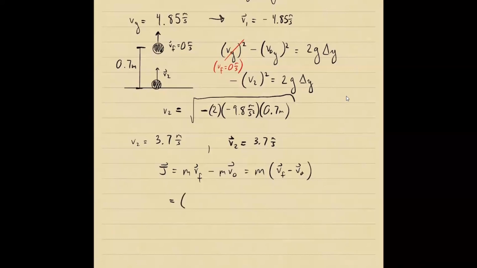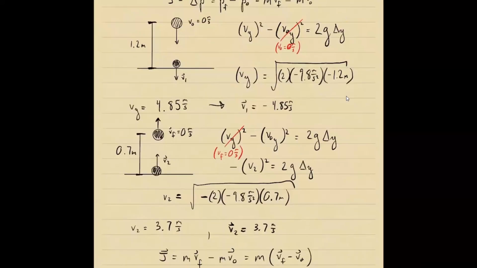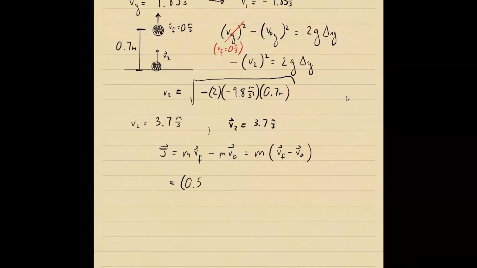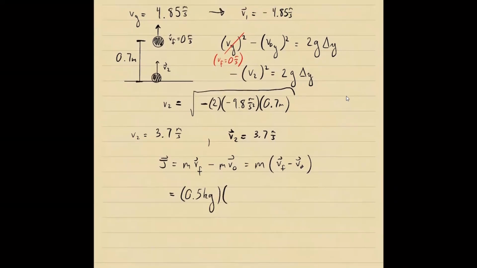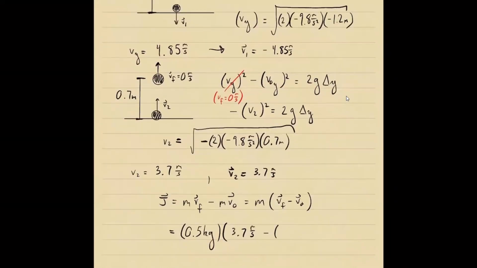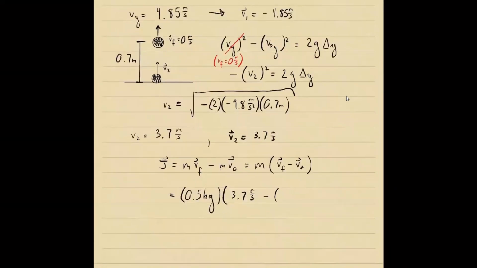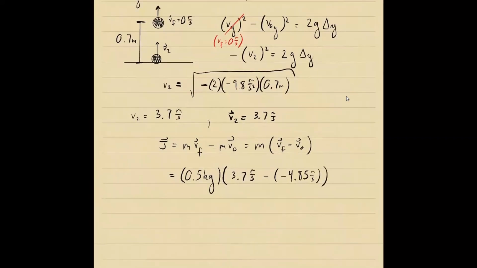The mass of this ball is 0.5 kilograms. And our final velocity is going to be our velocity v2, which in vector form is 3.7 meters per second, minus our initial velocity, which in vector form we found to be minus 4.85 meters per second. This minus sign cancels that minus sign.